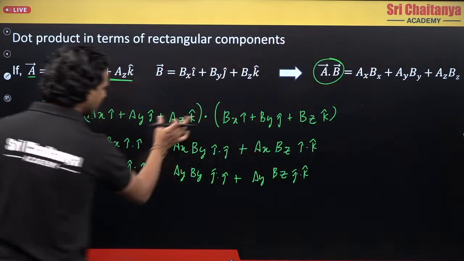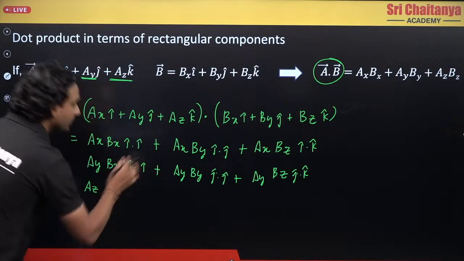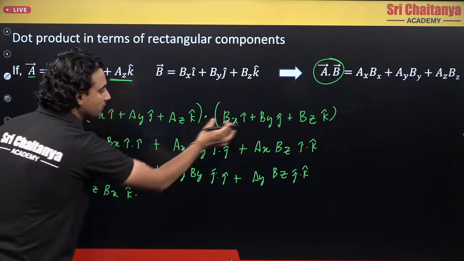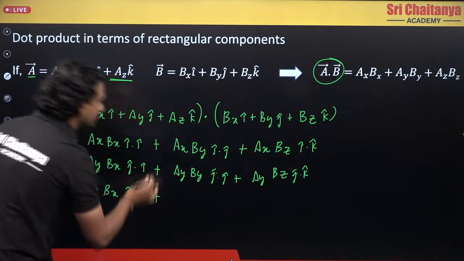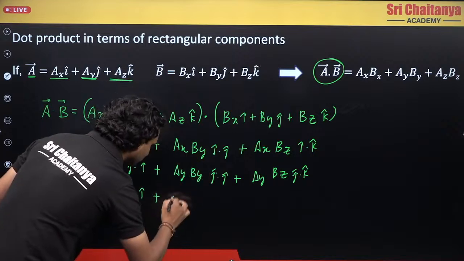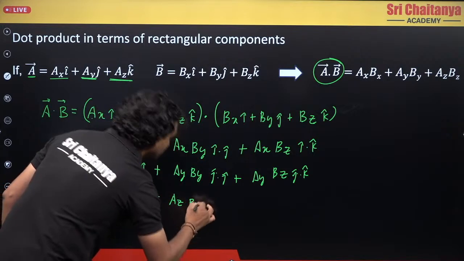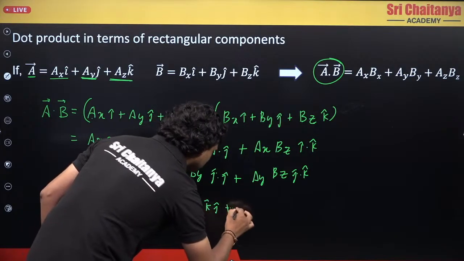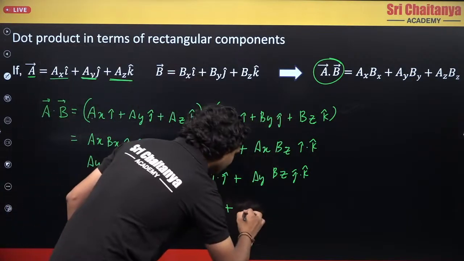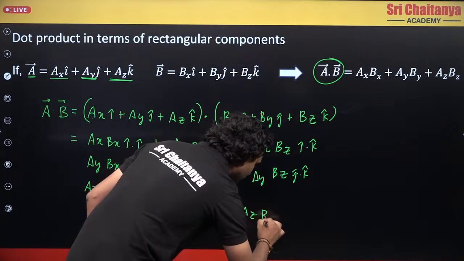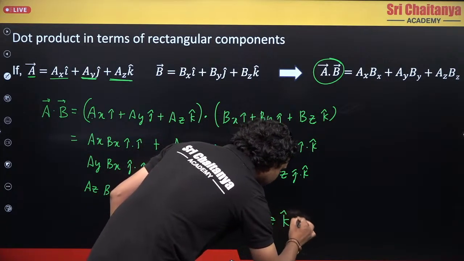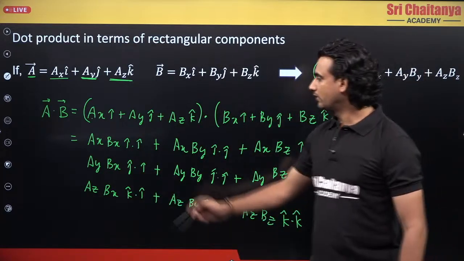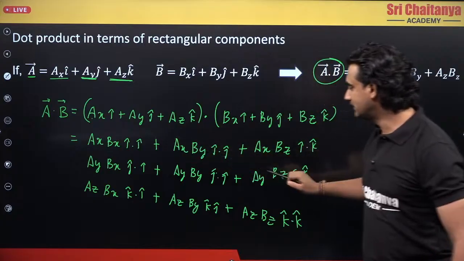And finally this Az, into Bx, Az into Bx, will give me k dot i, plus this will be Az into By, and this will give me k dot j, plus finally I have Az into Bz, and this will give me k dot k. So how many terms do I have? I have 9 terms here: 1, 2, 3, 4, 5, 6, 7, 8, 9.